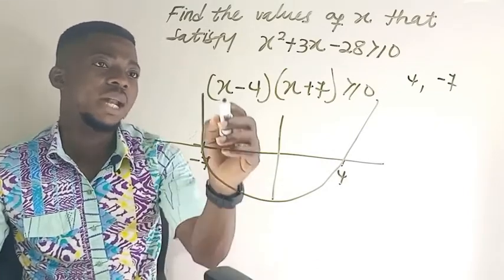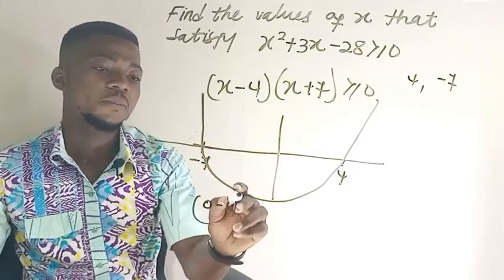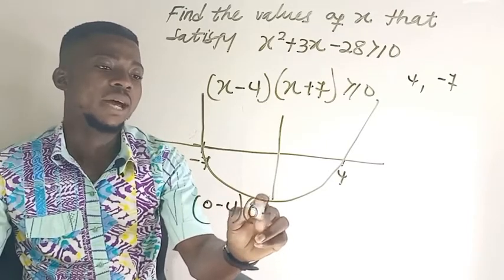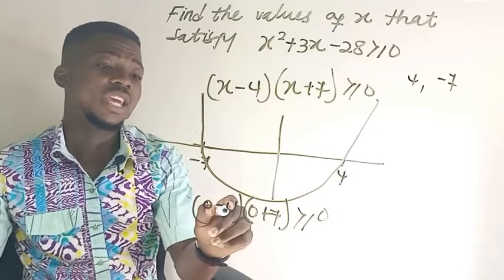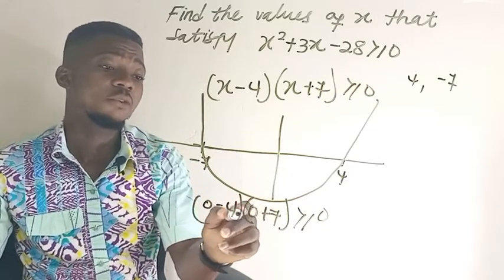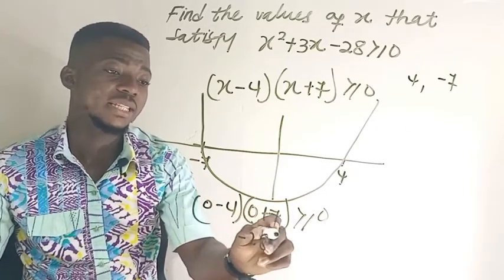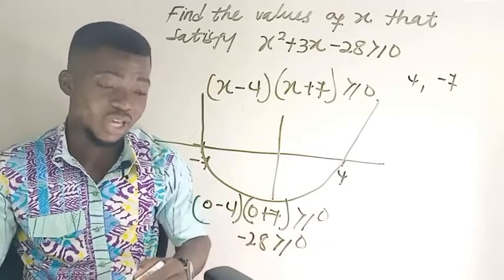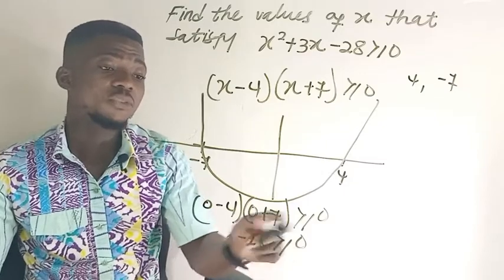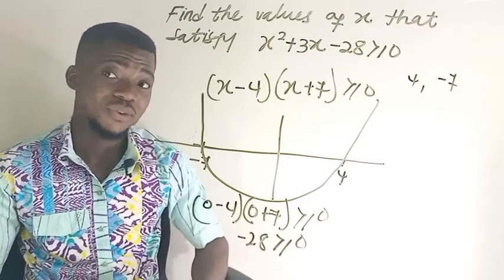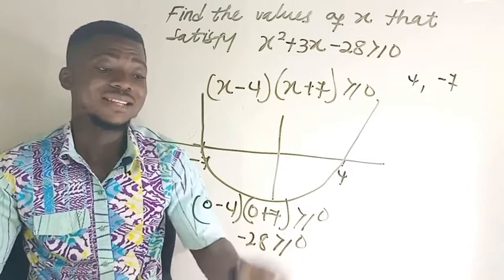When I pick 0 and put it there, I'm going to have (0 minus 4)(0 plus 7). Here is going to give you negative 4, here is going to give you 7. So negative 4 times 7 is going to give us negative 28. So negative 28 greater than or equal to 0. Now let's check if that is true. Is negative 28 greater than or equal to 0? No, it's not. Negative 28 is less than 0.